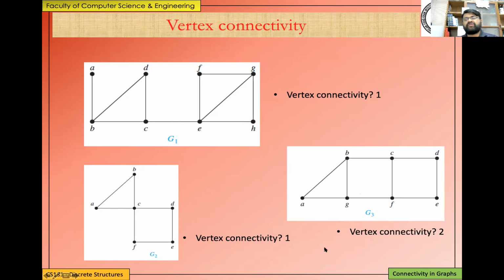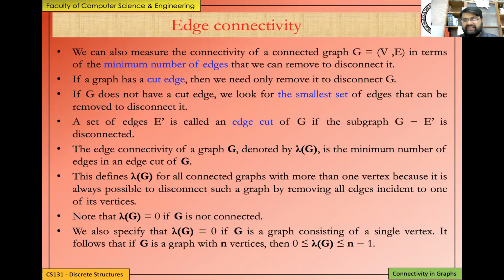That is the exact definition for the vertex connectivity. Similarly, just like you had the cut edge defined, we can also define the edge cut in a similar way to the vertex cut and cut vertex. So we can also measure the connectivity of a connected graph G in terms of the minimum number of edges that we can remove to produce a disconnected graph.